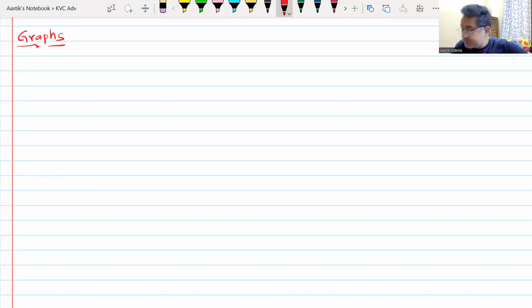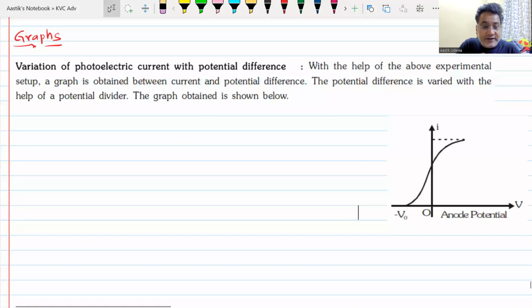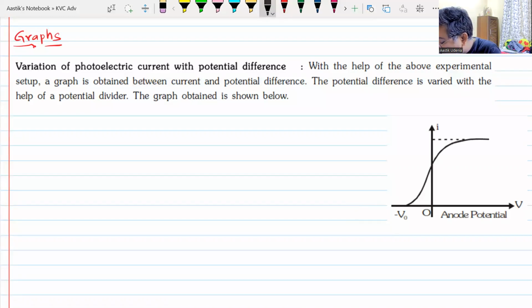And the graph of photoelectric current with potential difference looks like this. Do we understand? Yes, sir. Here, it's not shown, the graph becomes straight like this. What is this current known as? I_S. Do you understand the meaning of I_S? Yes, sir. What is I_S? Saturation current. And what is this? Stopping potential.